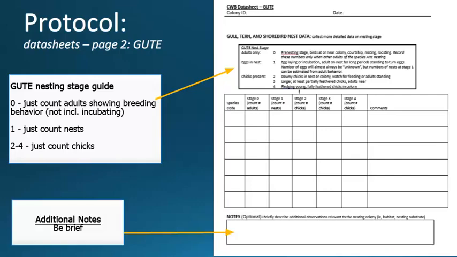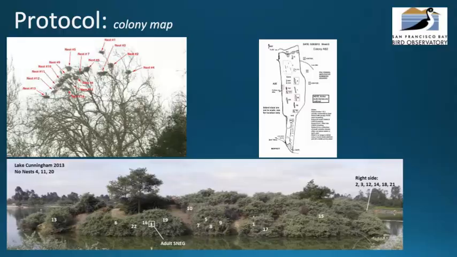At the end of the page, you can fill in any additional notes about the colony that have not been captured elsewhere. We ask that you create your own colony map to keep track of nest locations during each season. It is also beneficial to take photos of the site and nests. Here are some examples of what they could look like.